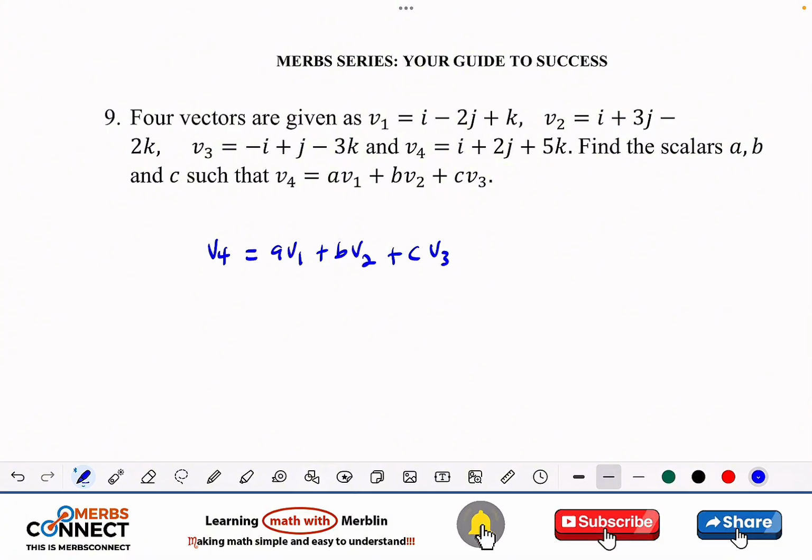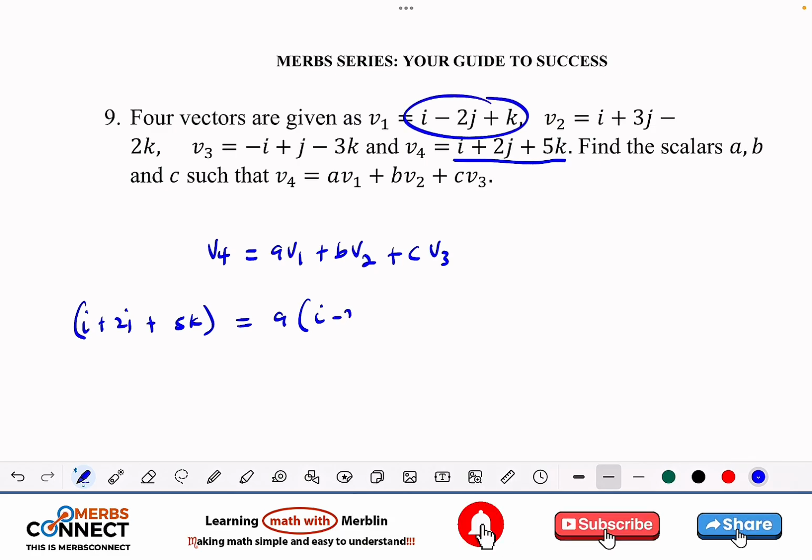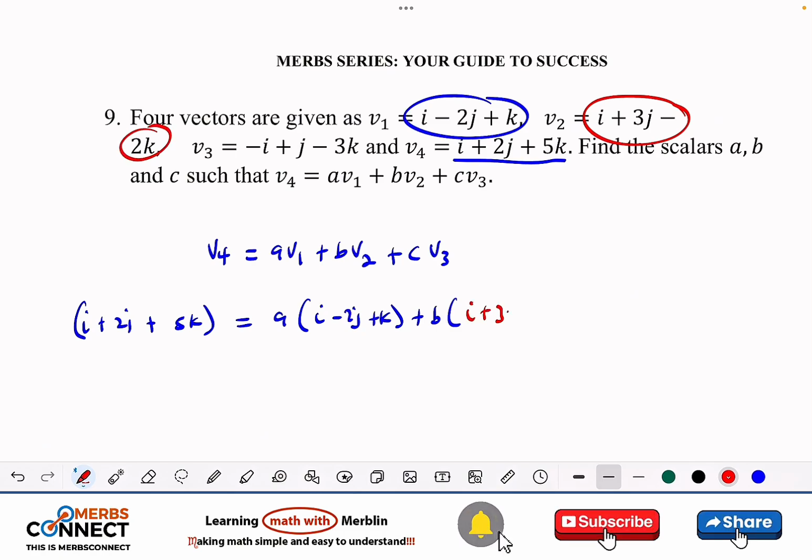So what is Vin 4? Vin 4 is here. So we have I plus 2J plus 5K, right? Which is equal to A. What is Vin 1? Vin 1 is here. So I minus 2J plus K plus B. What is Vin 2? Vin 2 is this with that. So this is I plus 3J minus 2K. And then plus C. What is Vin 3? The last one there, which is minus I plus J minus 3K.